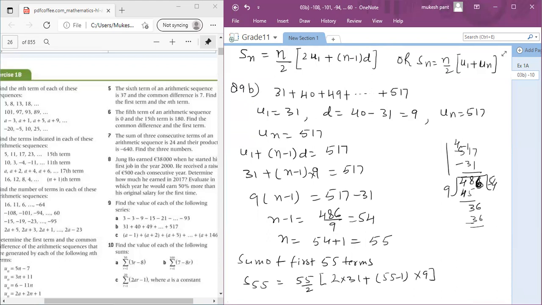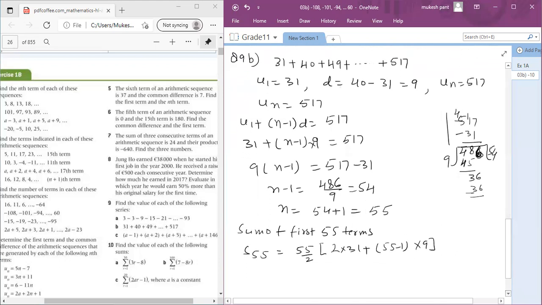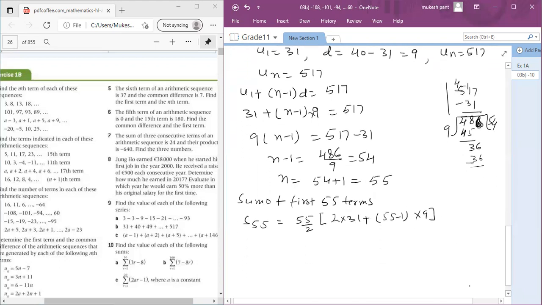Okay. So now, if you wish, you can take the help of a calculator. So 55 over 2 times 62 plus 54 times 9. Then take the help of a calculator and we get here 15070. Okay.